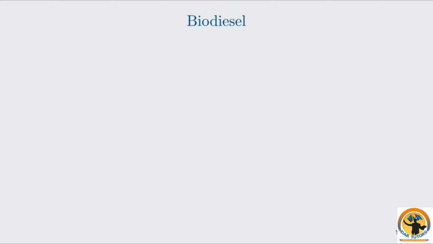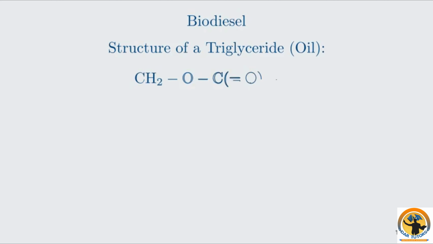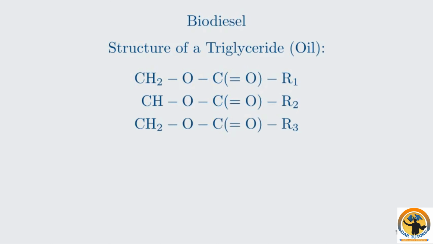Ethanol is not suitable for diesel engines, so we turn to biodiesel. Biodiesel is a fuel derived from vegetable oils, which are chemically very similar to the diesel fuel from crude oil. The general structure of an oil, which is a triglyceride, is a glycerol backbone with 3 fatty acid chains represented as R1, R2, and R3. These fatty acid chains can be saturated or unsaturated. Oils are too viscous and not volatile enough to be used directly as fuel in diesel engines.